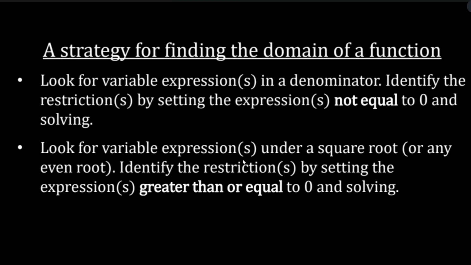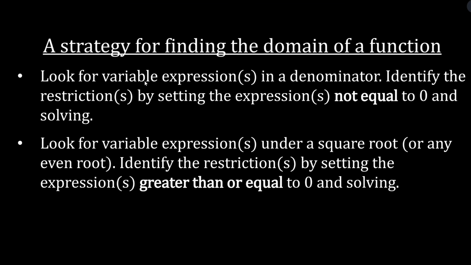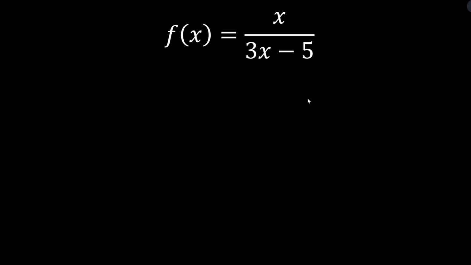Hopefully that's making sense. Okay, so again, going back to this strategy, we're looking for variable expressions. And we're setting those either not equal to 0 if they're in a denominator, or greater than or equal to 0 if they are under a radical. All right, let's try this example. So again, I'm looking for variable expressions in a denominator or under a square root. This doesn't have any square roots, but it does have a denominator. The denominator could equal 0 for some value of x. So I want to exclude that value or values by writing this. This is my domain restriction. And now I just need to solve for x.